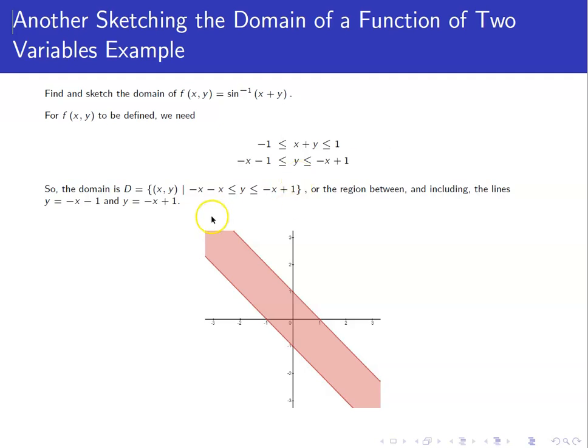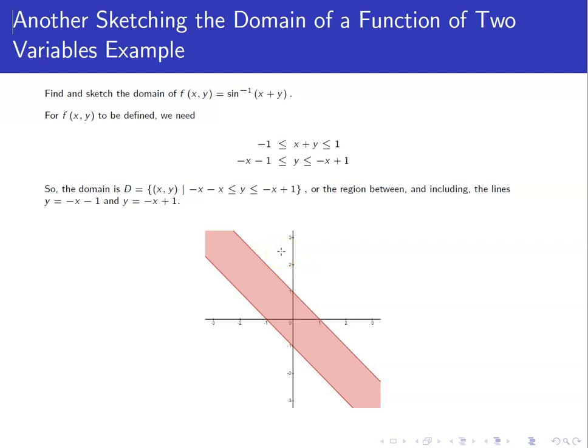So we see that the domain here, this is a typo. This should be a 1, not an x, clearly. It just needs to be this double inequality rewritten. So in set builder notation, we can write the domain as the set of all x, y, such that -x minus 1 is less than or equal to y is less than or equal to -x plus 1.